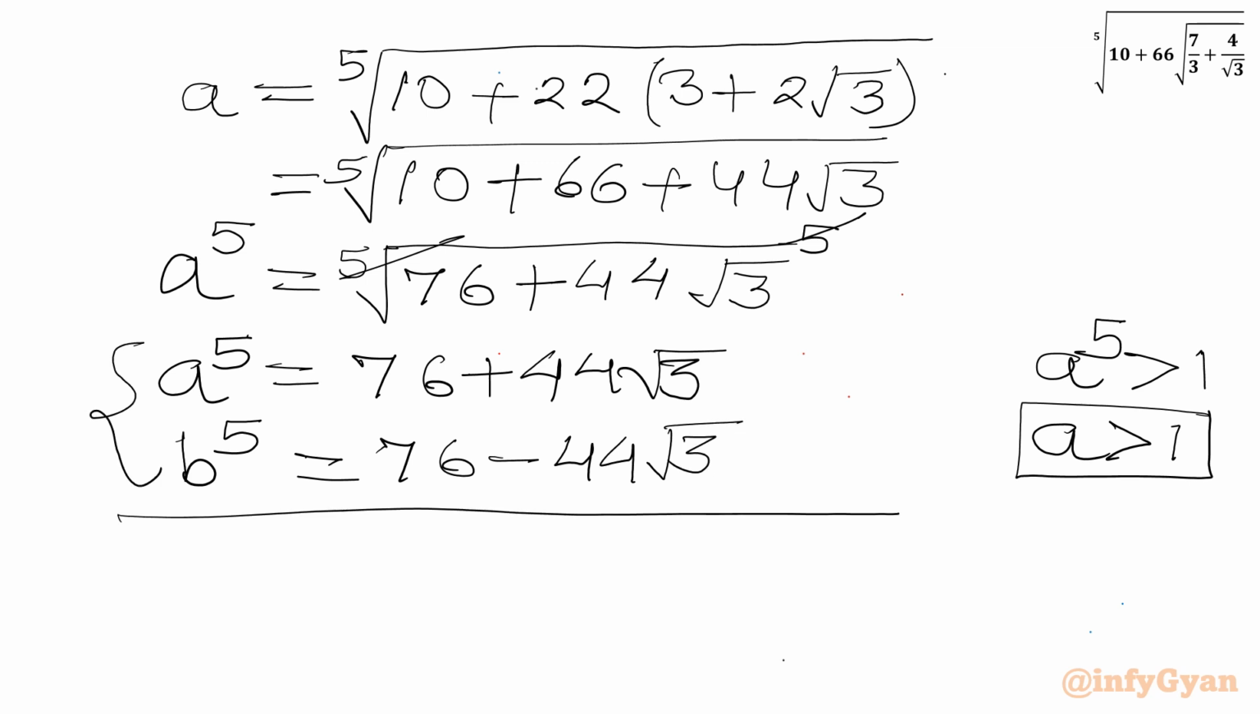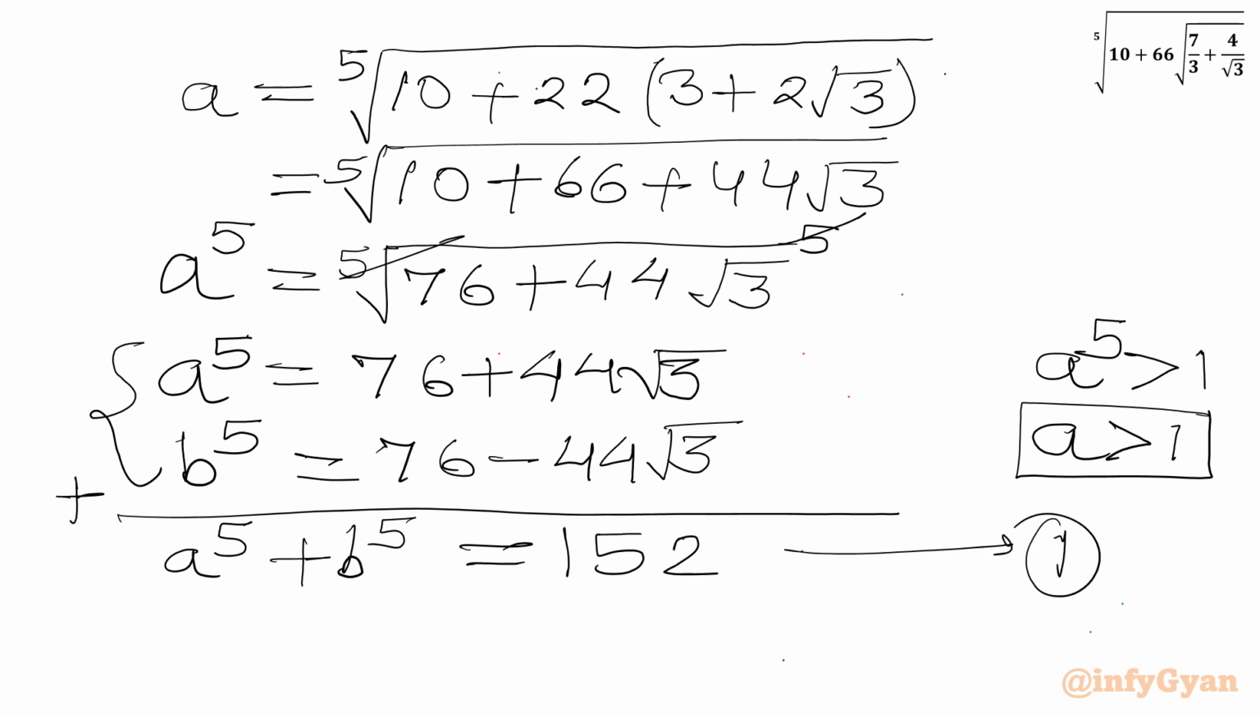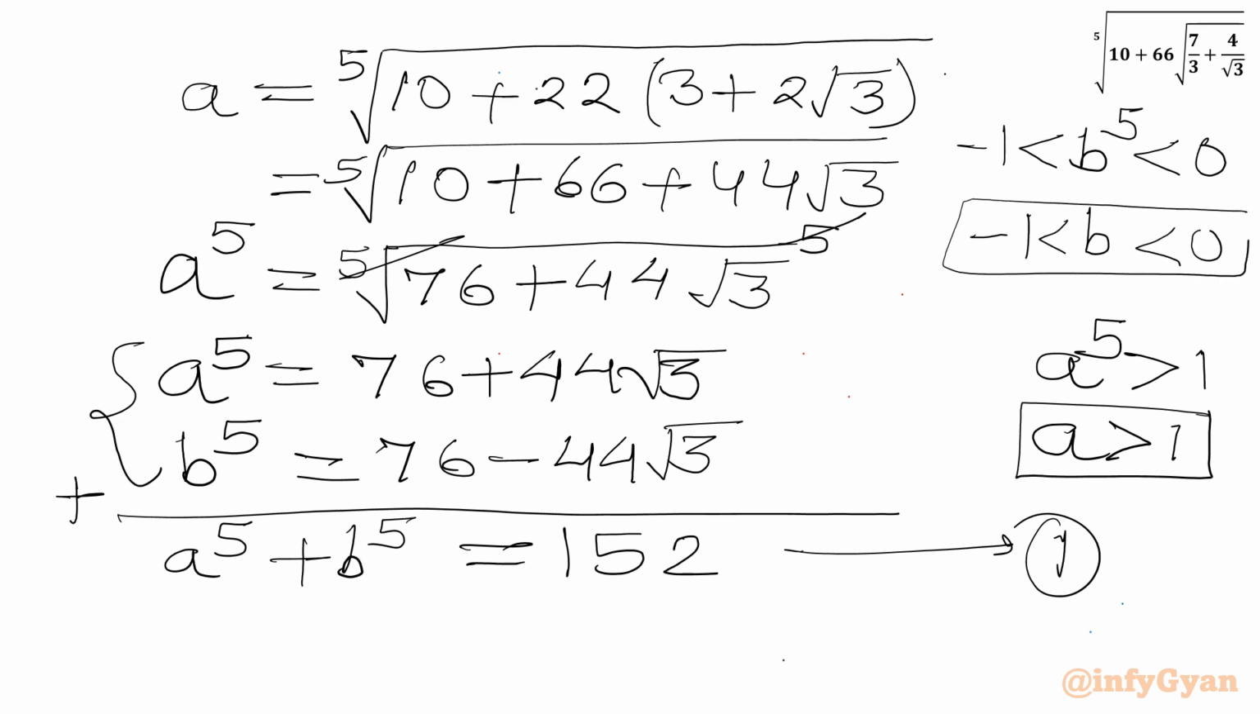Let us add both the equations. So A power 5 plus B power 5 will be equal to 152. And this equation we can say equation 1. Now from B power 5, I can say B power 5 is lying in the interval minus 1 and 0. So B will be in the interval negative 1 and 0. Two important conclusions: A greater than 1 and B in the interval negative 1 to 0. Now I will find the product of these two.